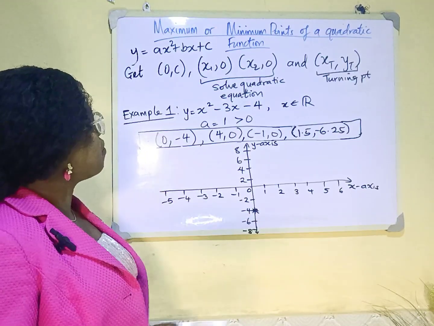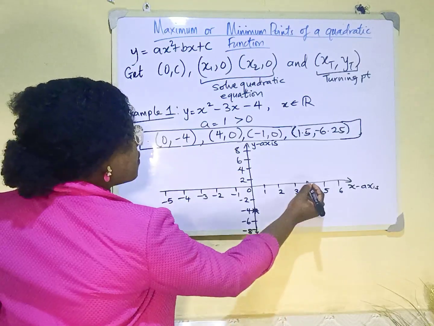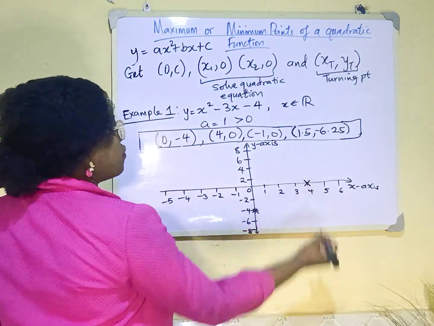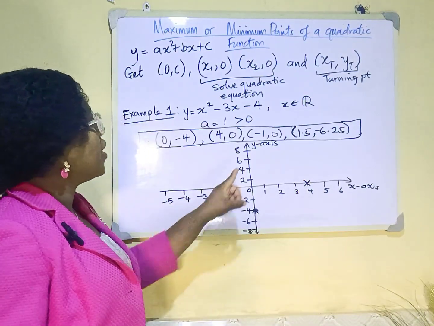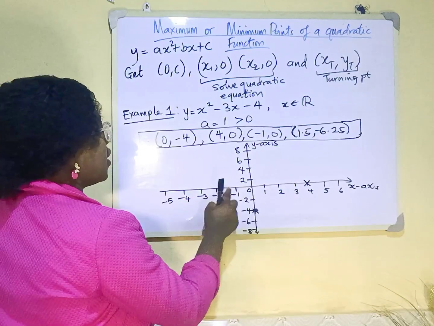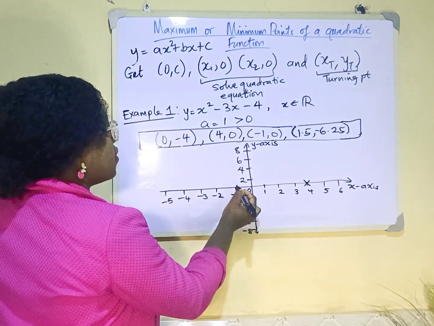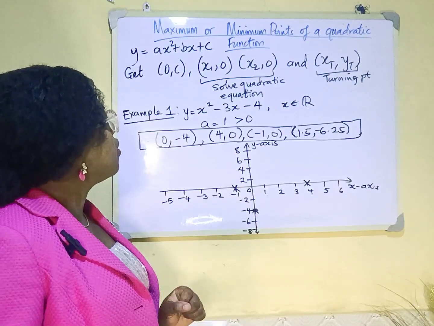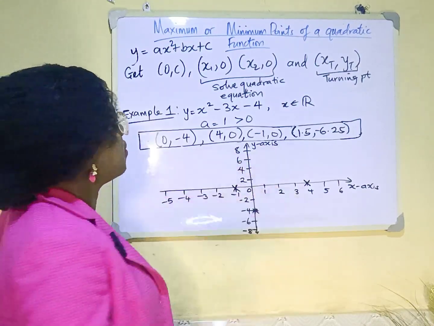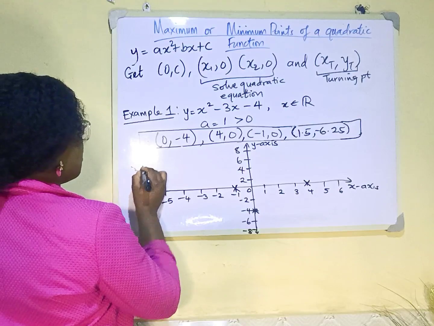Now we go to the next point. When x is 4, y is 0. So this is the point. And then when x is -1, on the x-axis -1, y is 0. This is the point. And then finally our turning point, that point that will go like this.